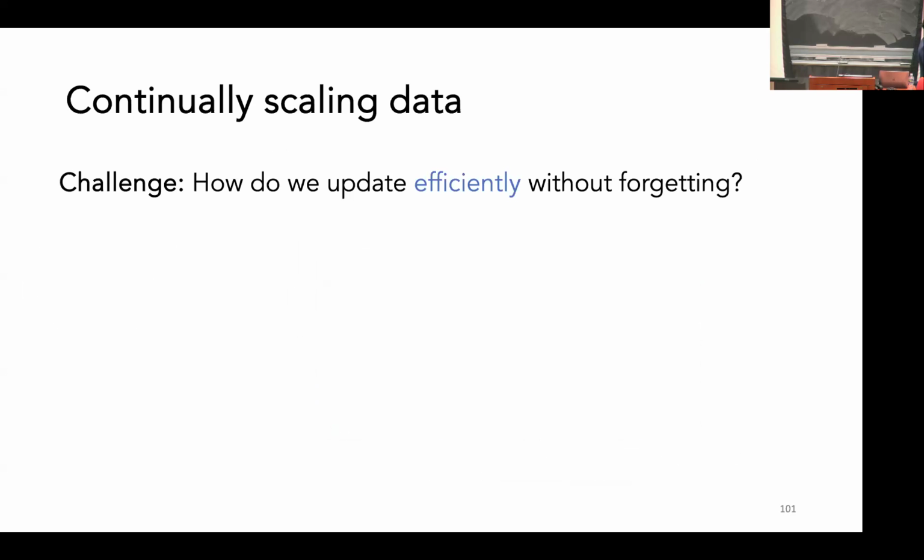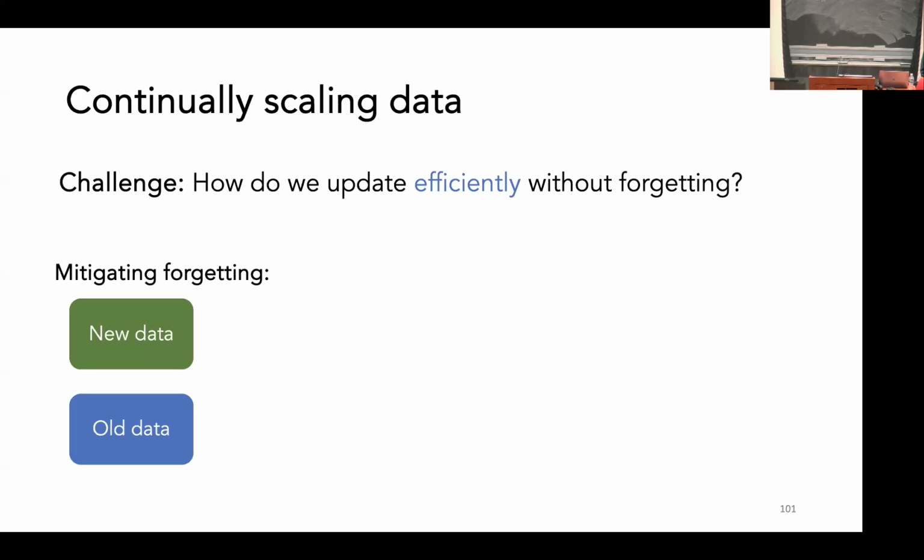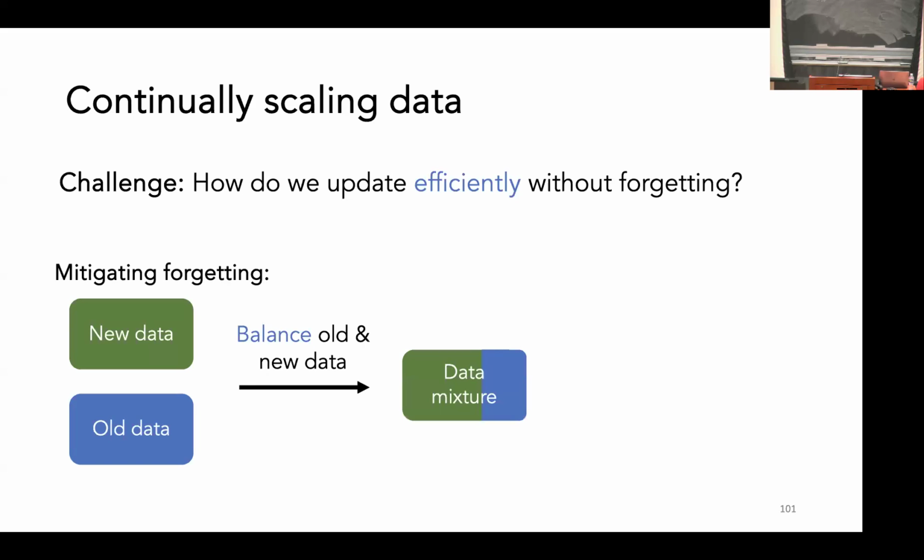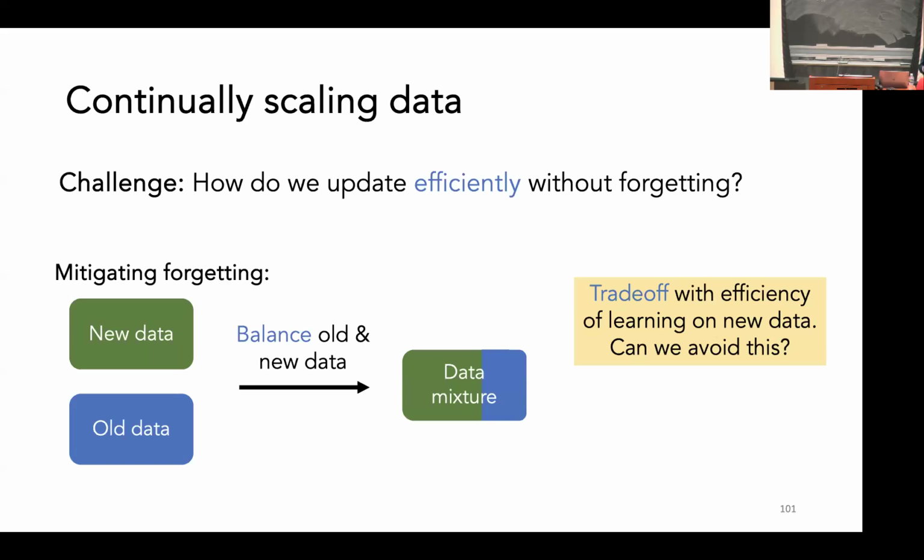So as an example challenge in continually scaling data, how do we update the model efficiently without forgetting? To mitigate forgetting, often you'll try to mix in some old data, and you can think of this as some kind of data reweighting problem. You might be able to use a data curation algorithm that we talked about to balance the old and new data. But now there's a trade-off with the efficiency of learning on new data, since you have to mix in old data in order to learn new things. So can we avoid this, or is this a fundamental problem?